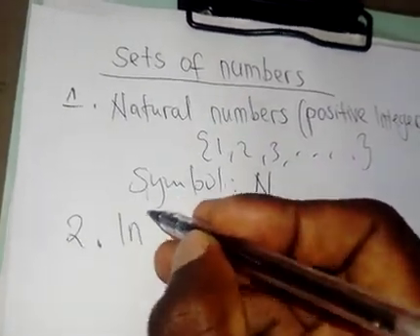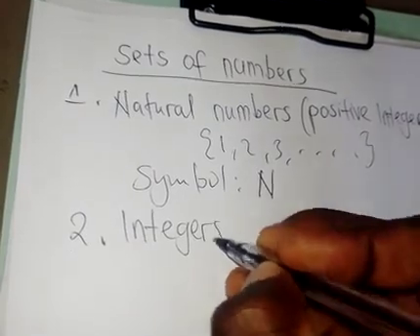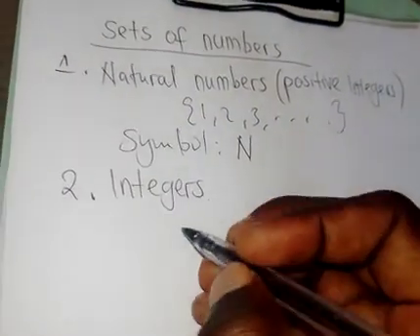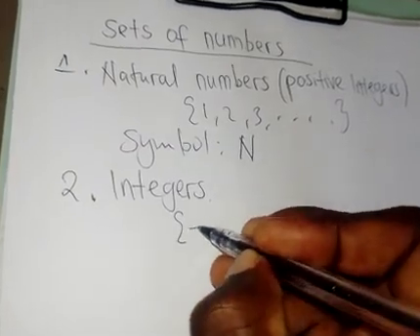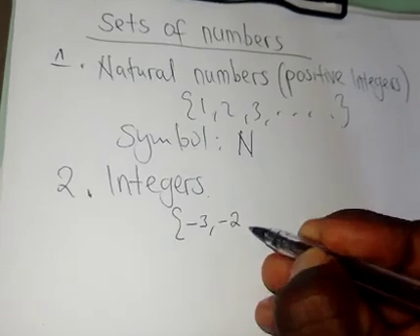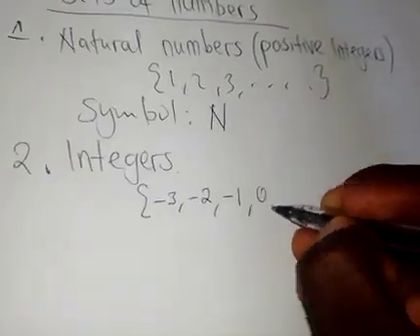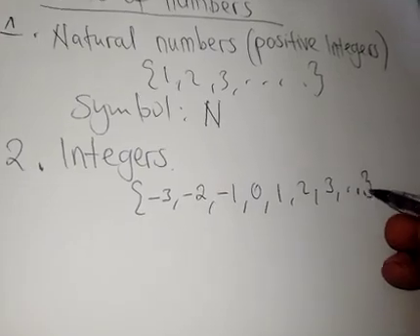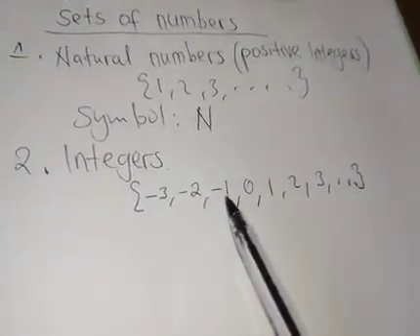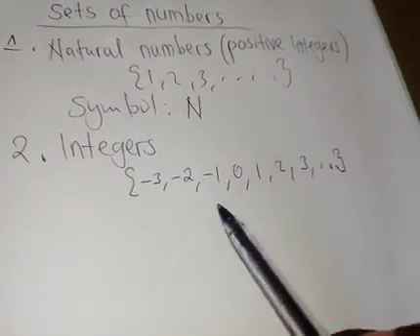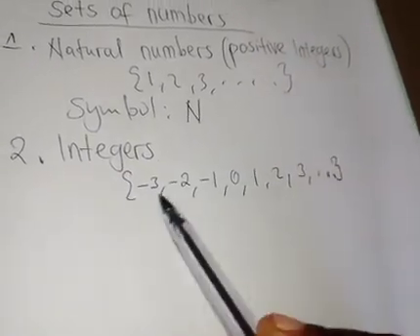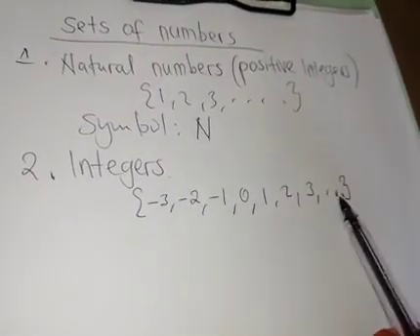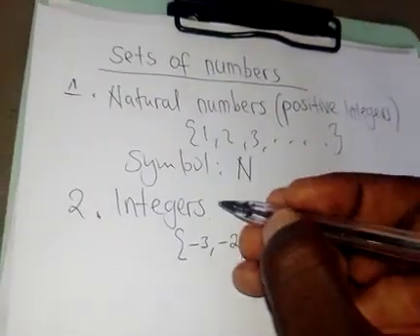Then number 2 is integers. These integers include the negative and the positive numbers, including 0 itself. So these positive and negative numbers are the ones we call integers. We exclude the fractions. All the fractions are excluded under integers. Fractions and decimals are not included under the integers.